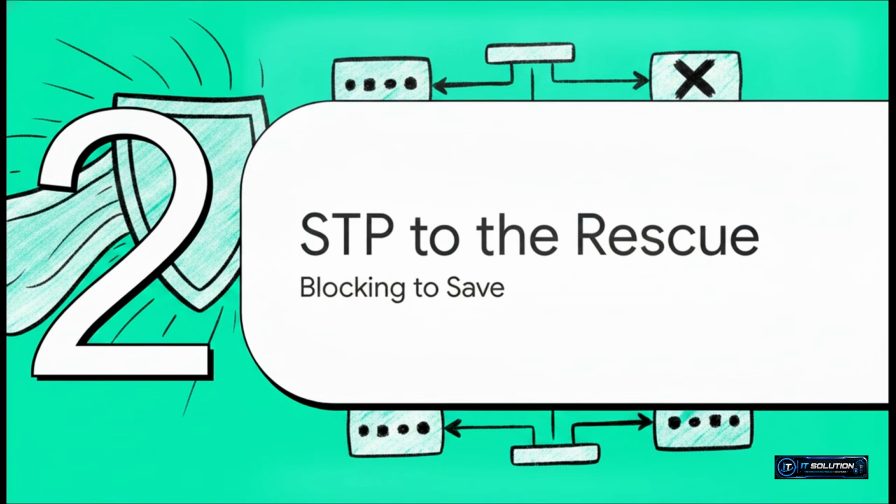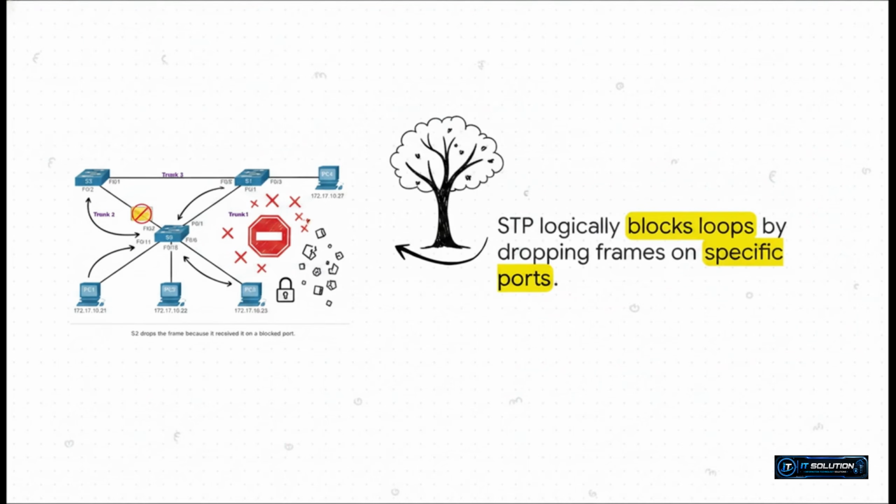Which brings us to Section 2, spanning tree to the rescue, blocking to save the network. Thankfully, there's a hero in this story. The Spanning Tree Protocol, or STP, intentionally places a specific port in a blocking state to break the physical loop, all while maintaining a logical backup. The physical cable is actually still plugged in, but STP has effectively disabled that port from forwarding user data frames. This creates a loop-free topology where each switch has only a single logical path to reach any destination, just like the branches on a tree. And the best part? If the primary link fails, STP dynamically unblocks this backup port so traffic can keep flowing.